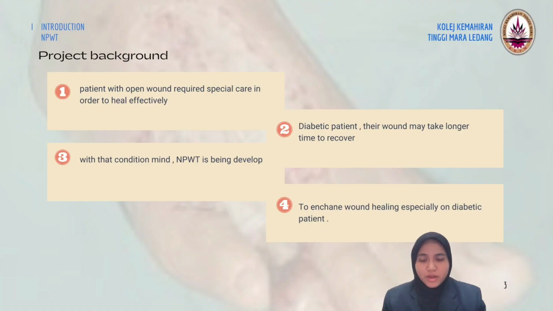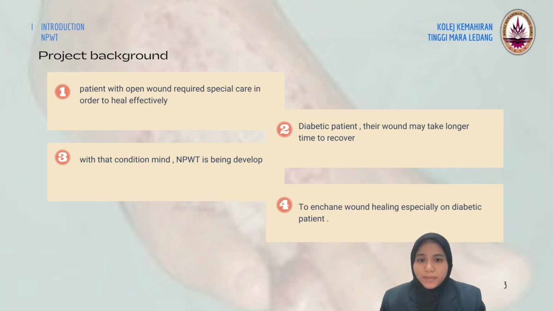Next is project background. Some patients with open wounds require special care in order to heal effectively and avoid any complication. This is due to the lack of skin covering the wound area, which is the first layer of defense against microorganisms such as bacteria. As for diabetic patients, their wounds may take a longer time to recover as the condition of the patient's body itself prevents the wound from healing as a healthy person's does.